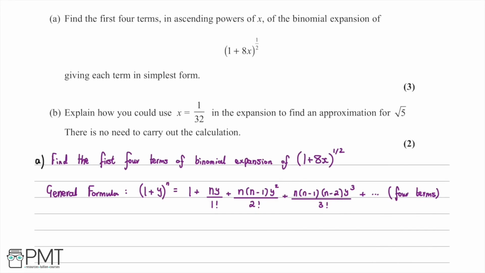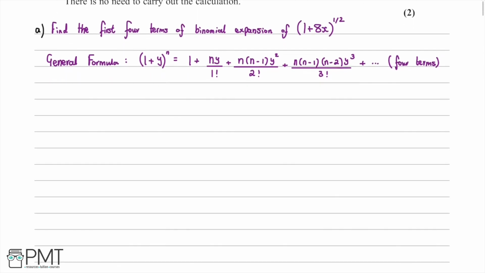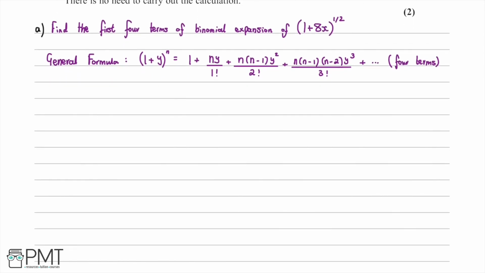So in this question, we're asked to find the first terms in ascending powers of the binomial expansion of 1 plus 8x all to the power of a half. And we're told to give each term in its simplest form, and this is for 3 marks. So we're first going to have a think about the general formula.